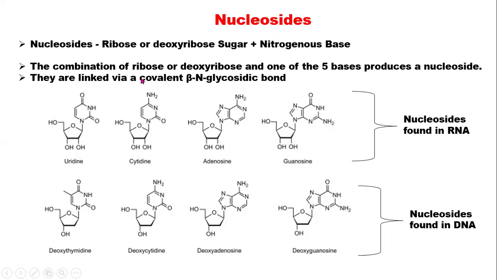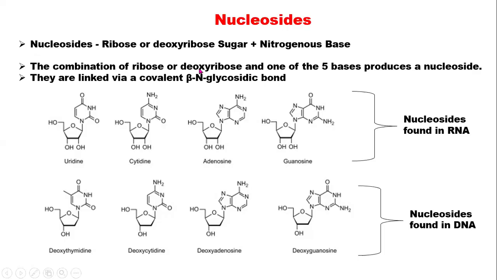We explained that nucleotides have 3 components. They have a phosphate group, they have a pentose sugar, and they have what? A nitrogenous base. The only difference between nucleosides and nucleotides is that nucleosides do not have a phosphate group. So nucleosides have ribose or deoxyribose sugar plus the nitrogenous base. They don't have the phosphate group. If you have a nucleotide and you remove the phosphate group, you have what we call the nucleoside.